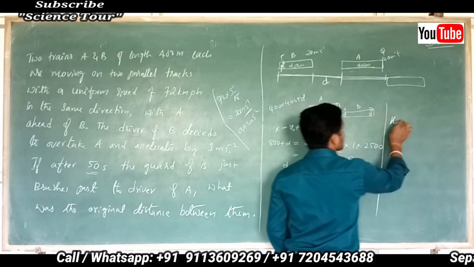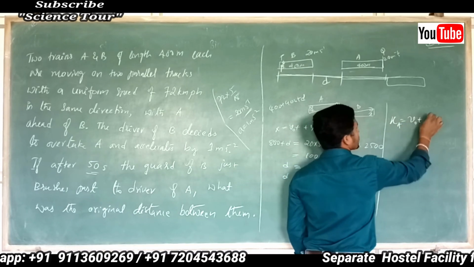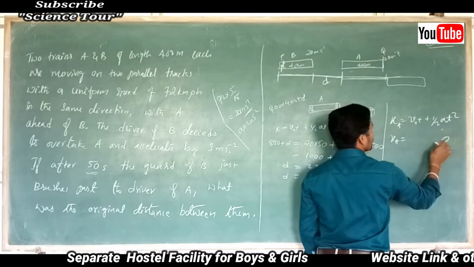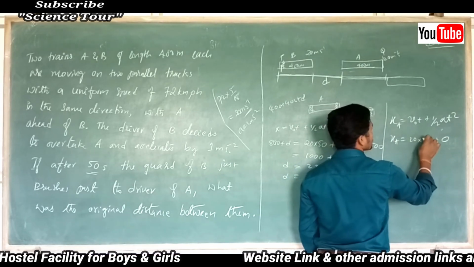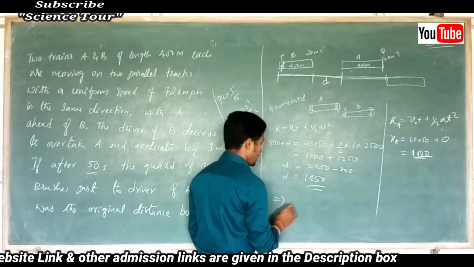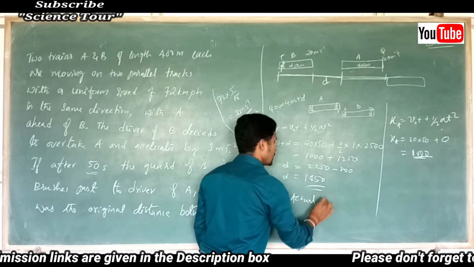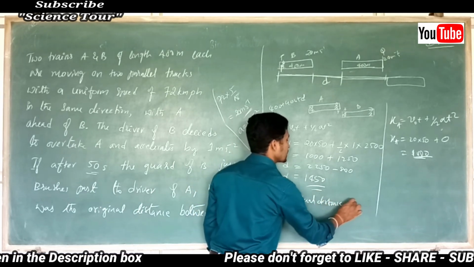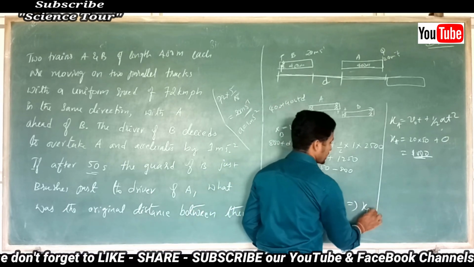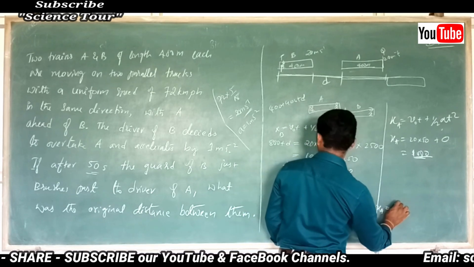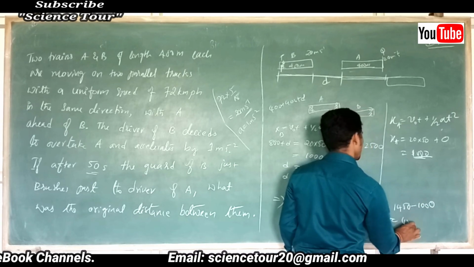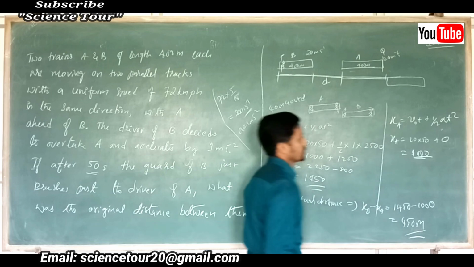That is nothing but x is equal to V naught t plus half a t square. But acceleration of A is 0. So V naught t is nothing but 20 into 50, which is equal to 1000. So the actual distance, I will write xb minus xa, which is equal to 1450 minus 1000, which is equal to 450 meters.